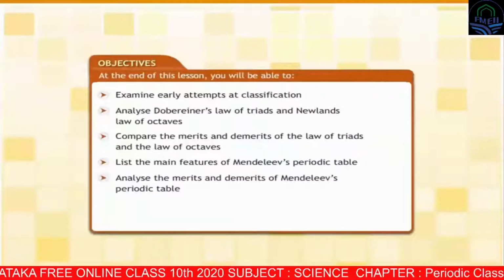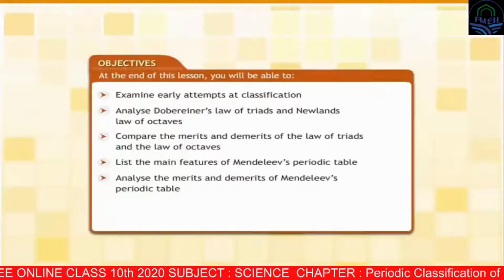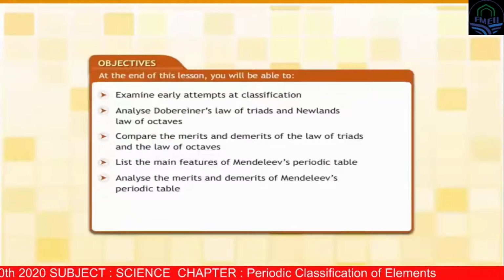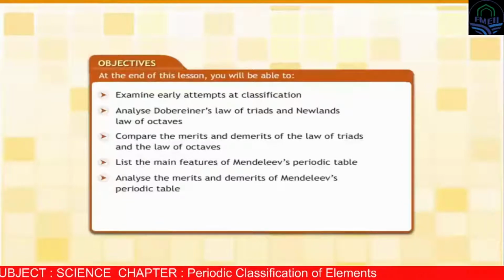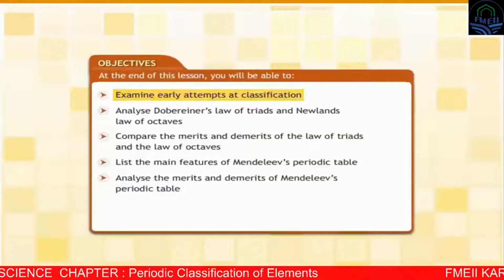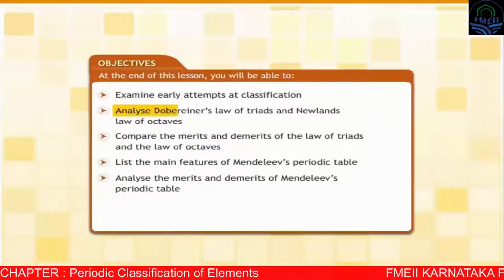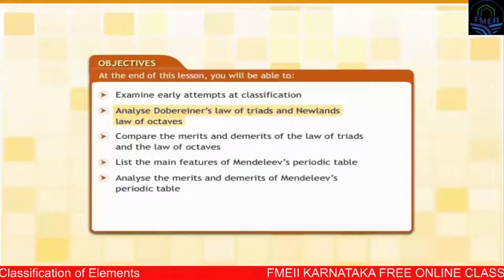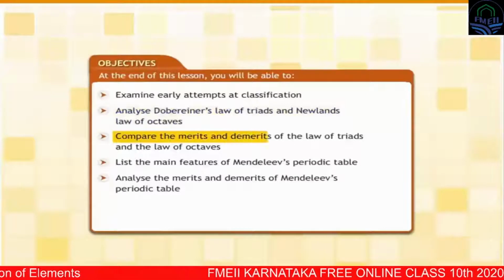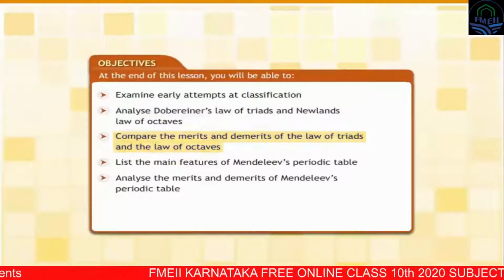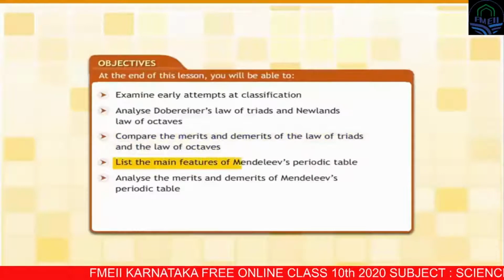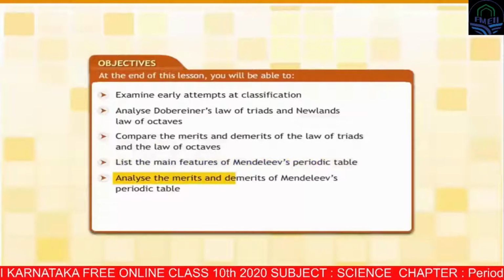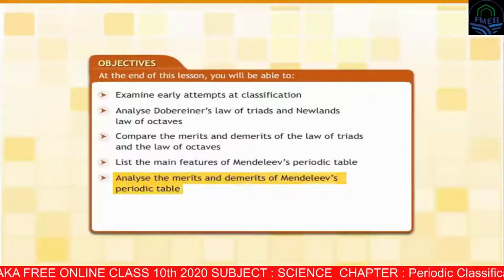In this lesson, we will learn how the attempts to classify elements led to the evolution of the periodic classification of elements. At the end of this lesson, you will be able to examine early attempts at classification, analyze Dobereiner's Law of Triads and Newlands' Law of Octaves, compare the merits and demerits of the Law of Triads and the Law of Octaves, list the main features of Mendeleev's periodic table, and analyze the merits and demerits of Mendeleev's periodic table.